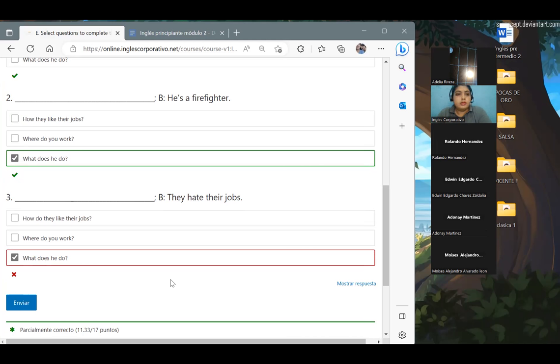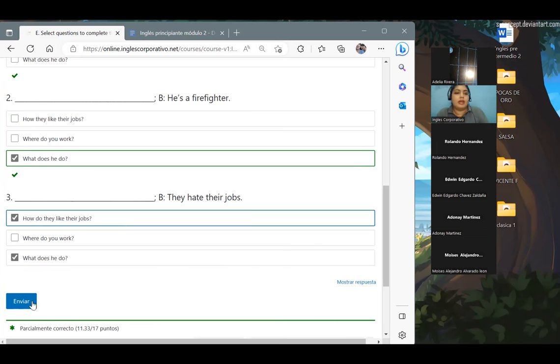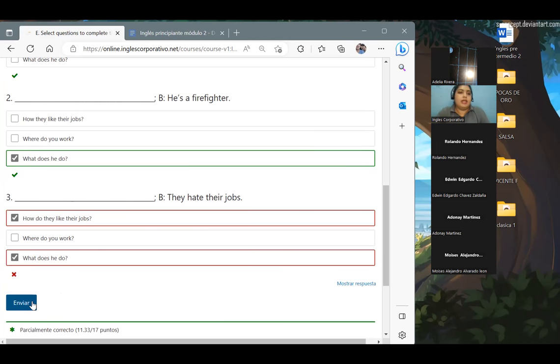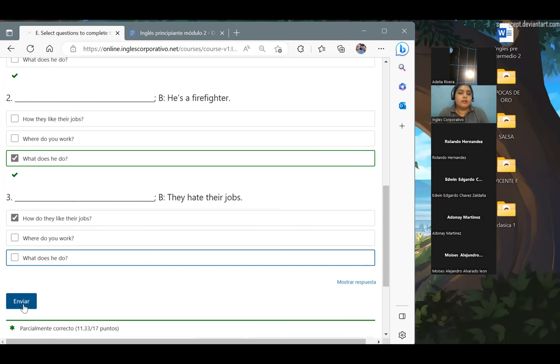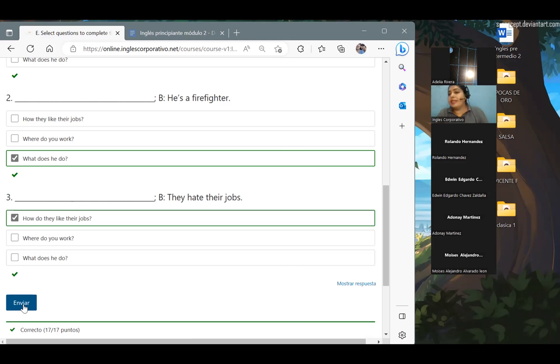How do they like their jobs? Thank you very much. So, I mean, I'm sorry. That's my fault. Okay, in that case, it is correct. Está preguntando si a ellos les gusta su trabajo. Y ahí está la respuesta. Ellos odian su trabajo. That is the correct option.